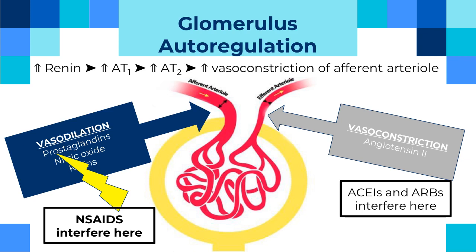So you may be able to predict that administering NSAIDs along with an ACE or an ARB can severely restrict the blood flow both in and out of the glomerulus, resulting in major damage to those tiny vessels in the glomerulus. Therefore, it is strongly discouraged to ever administer an NSAID alongside an ACE or an ARB.